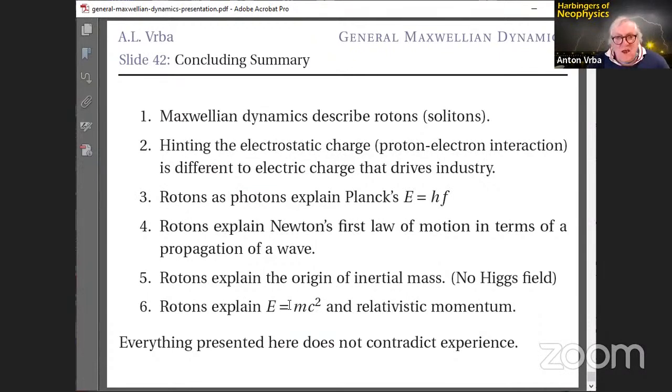I must also say that everything presented here does not contradict experience, although I have now introduced complex dimensions into the space that we live in, and this is also not something new. Physicists always use complex numbers. Anyway, let's leave it at that. That's my last slide for today, and let's have a discussion.